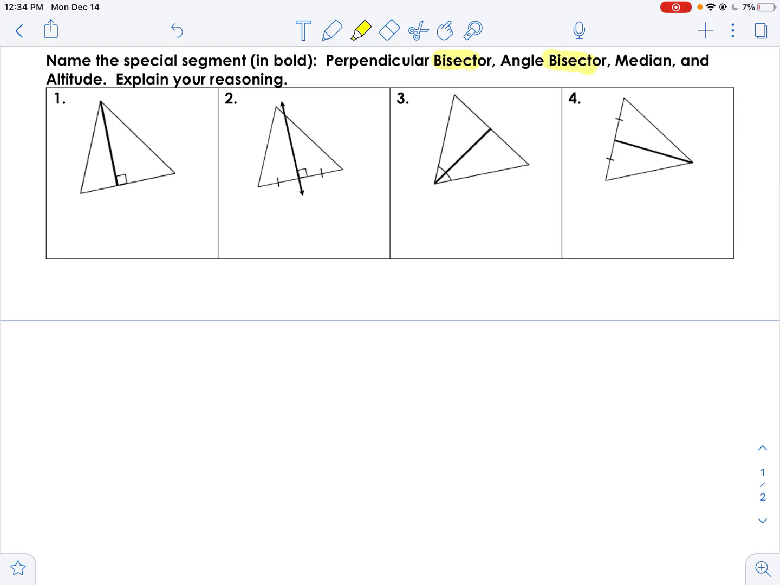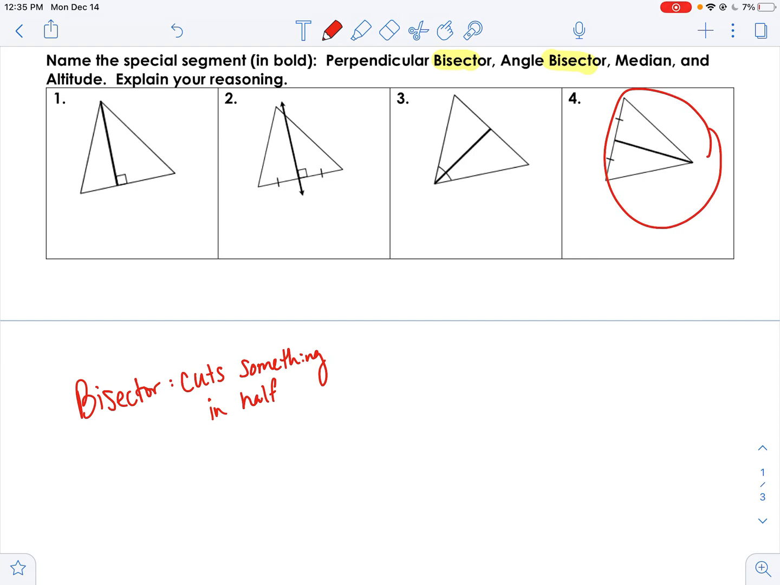So a bisector, we know, cuts something in half or into two equal pieces. That's what it means to bisect. So an angle bisector, a perpendicular bisector, cuts something in half. So let's look for things that are cut in half.